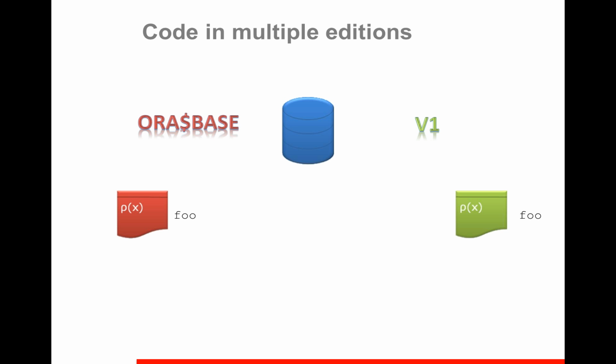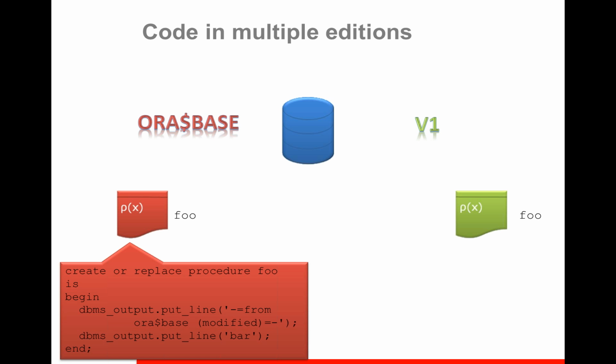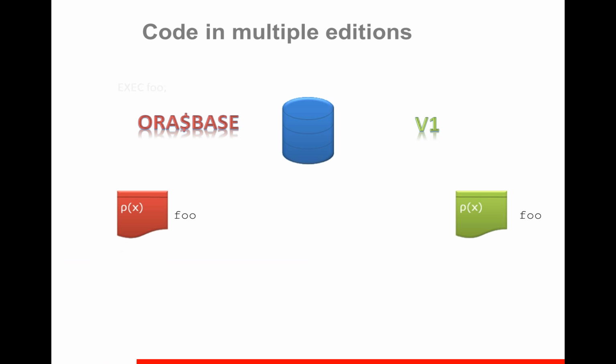Even if you modify code in the old edition, which I think is not something you would like to do, but that's exactly what edition-based redefinition is all about, this will not affect the code you created in the new edition. So if I run the procedure in the base edition, it says modified, but the procedure in the new edition, the V1 edition, has not been modified.